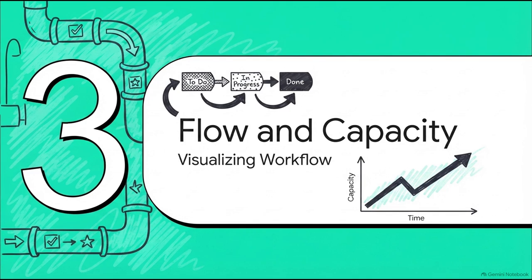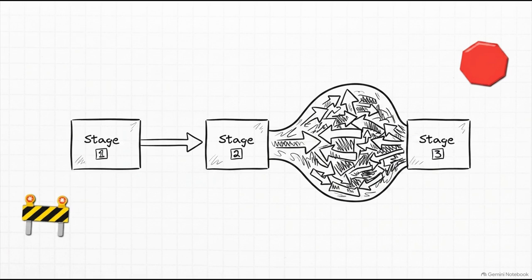Let's hit Section 3, Visualizing Flow and Capacity, where we predict long-term workflow. Now, if you're working in Kanban or any continuous flow environment, the cumulative flow diagram, or CFD, is going to be your best friend. It stacks work items across states like backlog, in progress, review, and done. But here is the real diagnostic rule to remember.